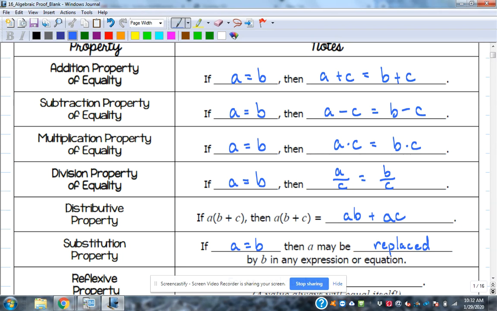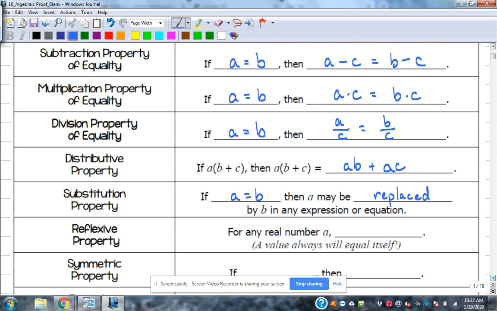And then the reflexive property. This is, again, one that we don't use as much. The reflexive property: for any real number A, A equals A. Something's always equal to itself. That seems like, why would you ever use that? Because you're not saying anything. Well, yeah, you are. When you're proving things, if you ended up with 3 equals 3, then you need to say, hey, reflexive property, 3 does equal 3, or something to that effect.